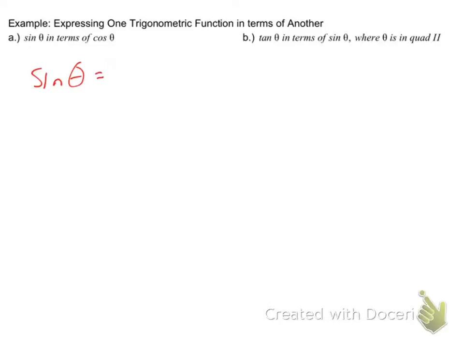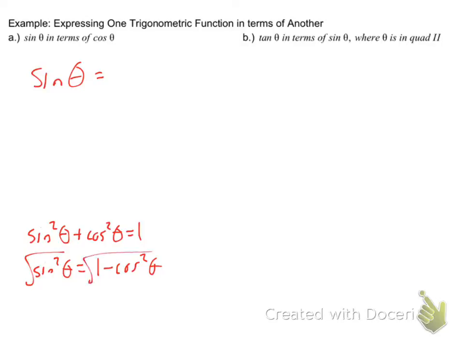So, I need to kind of sidebar on this one. I need to say, wait a minute, is there a link between sine and cosine? And it happens to be sine squared theta plus cosine squared theta is equal to 1. So it means if I solve for sine squared theta, it is equal to 1 minus cosine squared theta, and then take the square root. There it is.